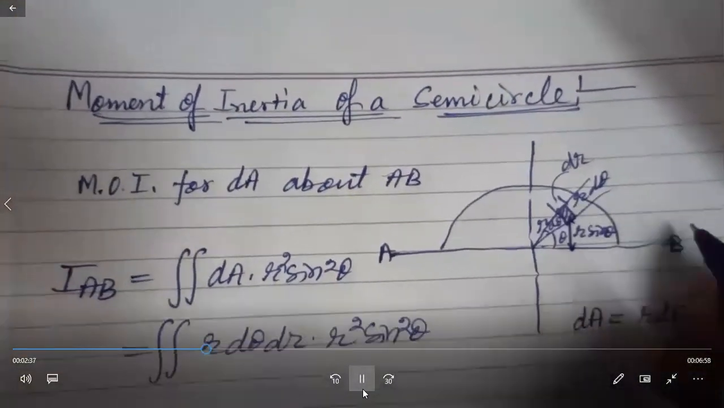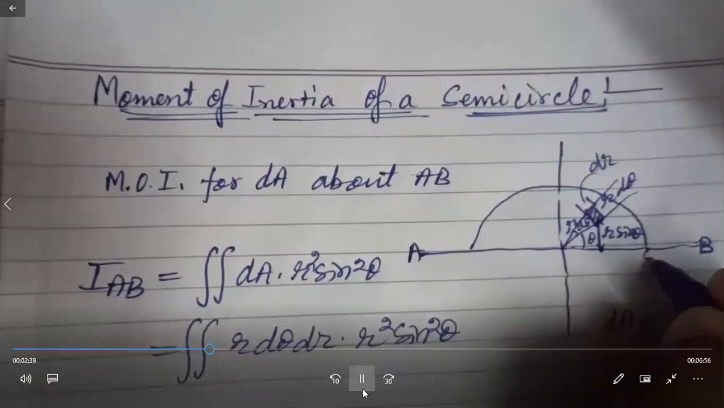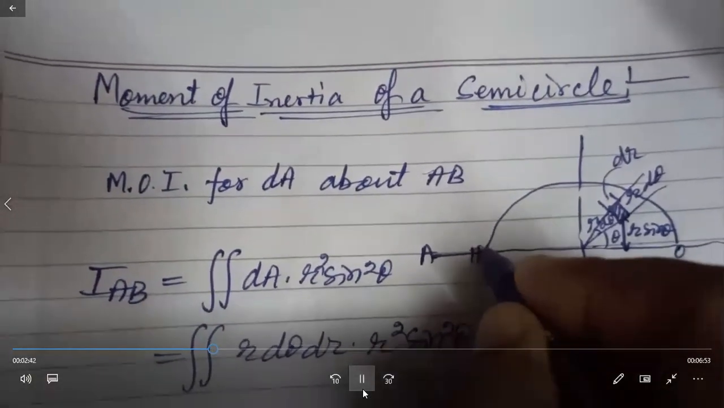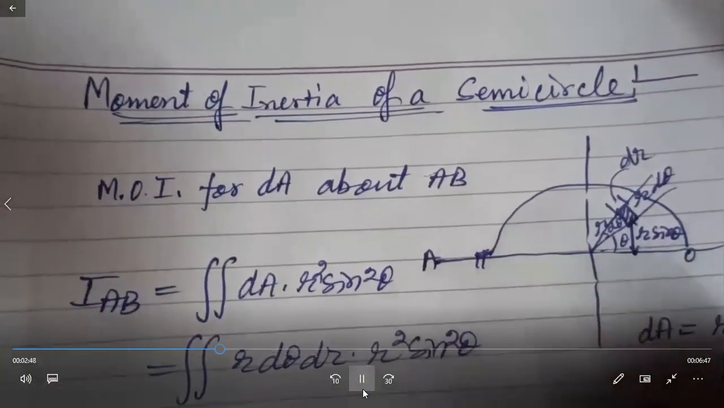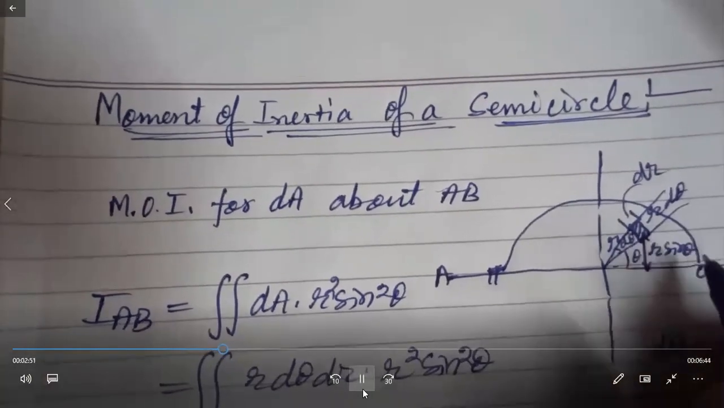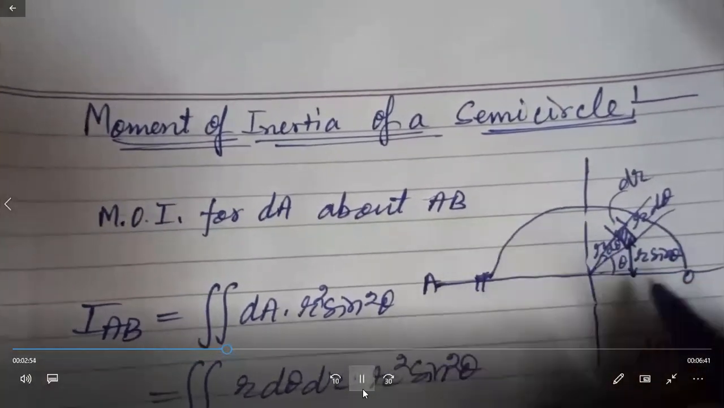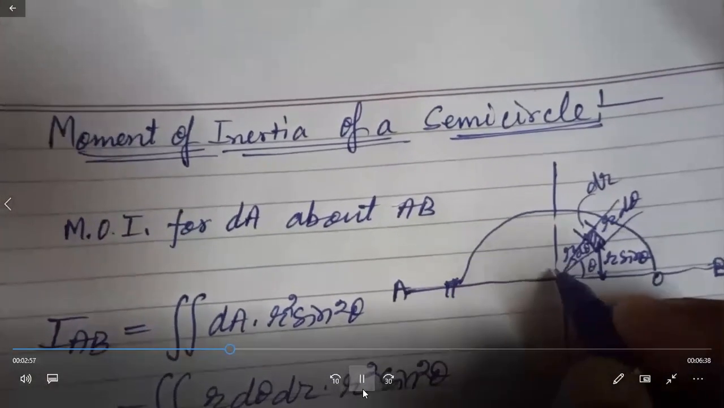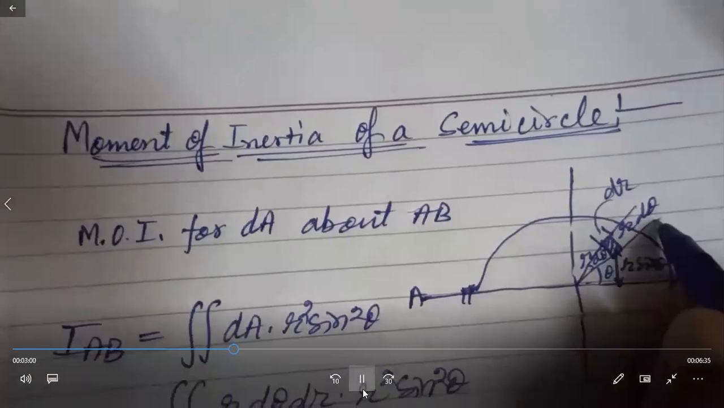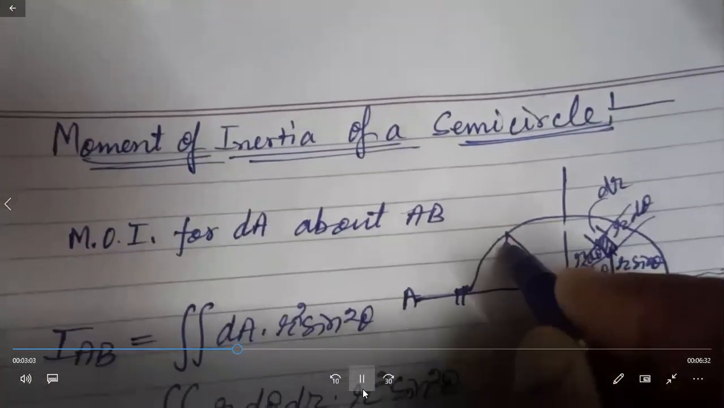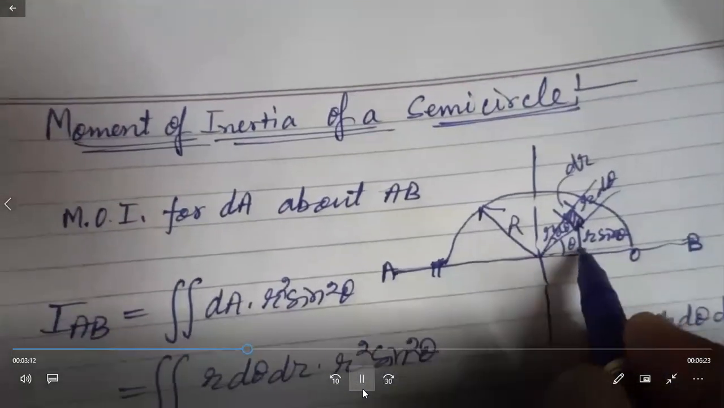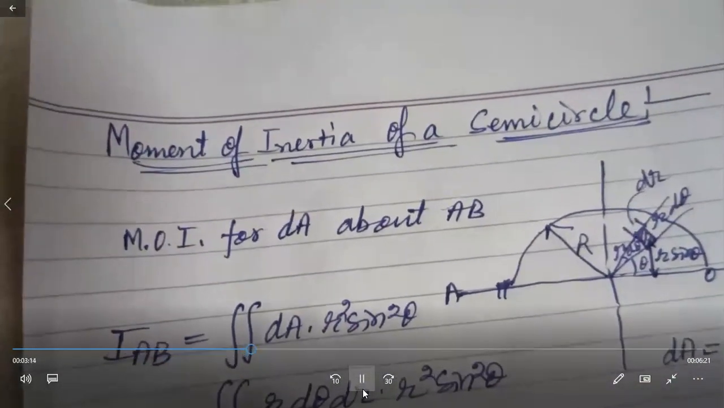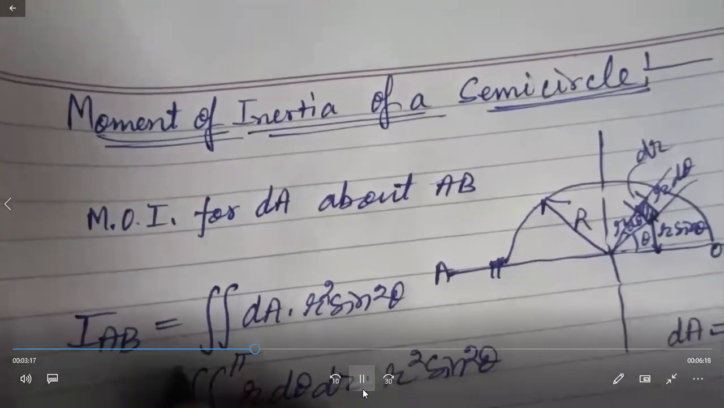Now here the limits are 0 to pi. Earlier it was from 0 to 2 pi in the full circle, but in the half circle it is 0 to pi. And this ring is expanded from 0 to R. So the radius is the same, 0 to capital R, but the angular limits are 0 to pi.